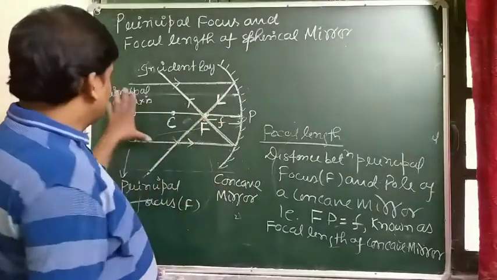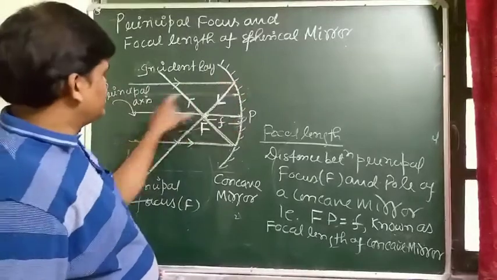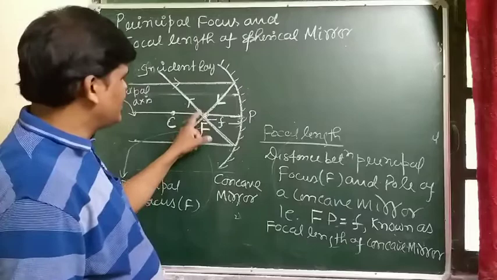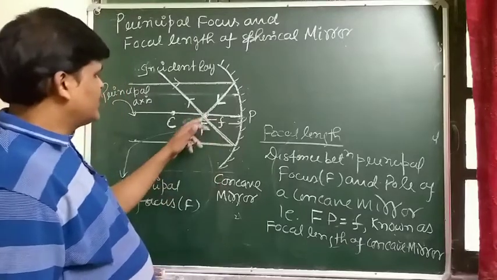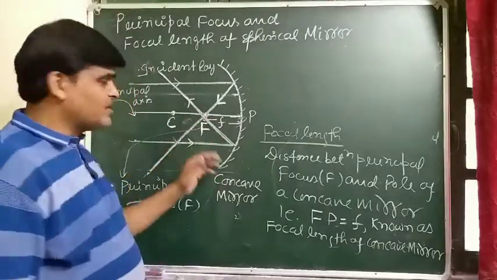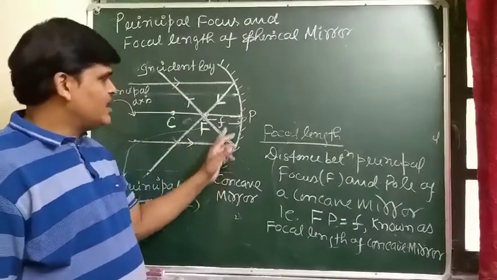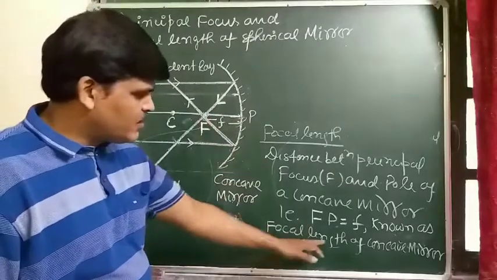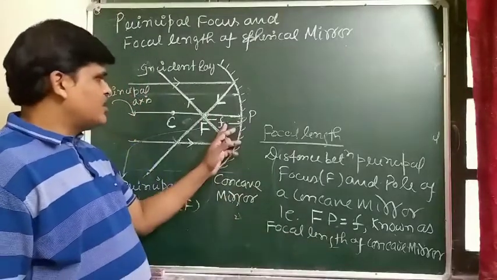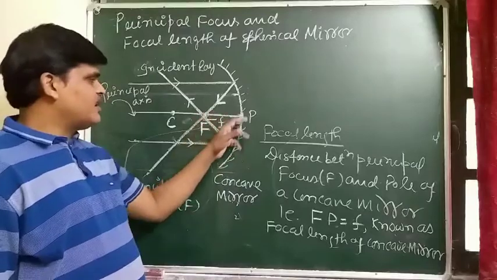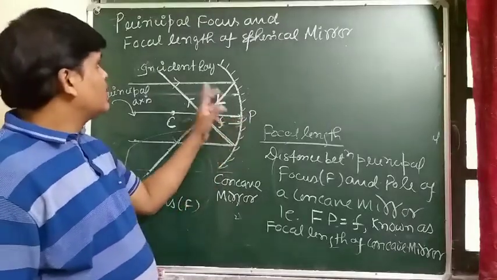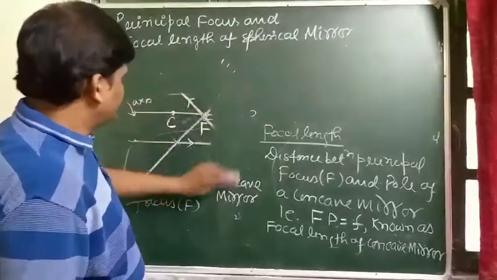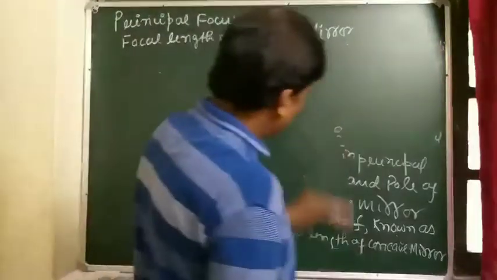So what is focal length? If a ray applied parallel to the principal axis, after reflection, these rays actually intersect at a point on the principal axis, then this point is known as the principal focus of a concave mirror. The distance between the focus and the pole of a spherical mirror is known as the focal length of a concave mirror. And the focal length, which is on the left side of the spherical concave mirror, is taken to be negative.